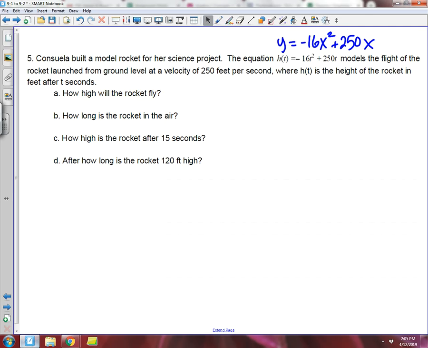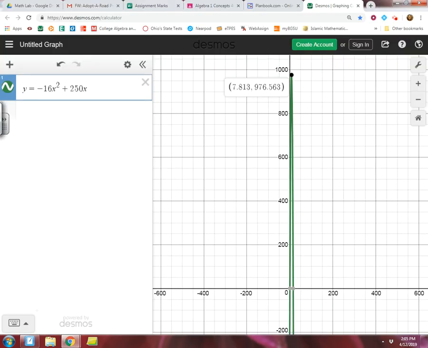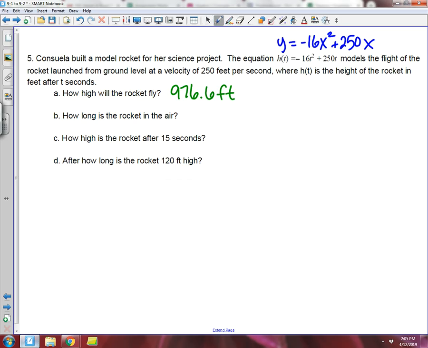976.6. And this is feet. How long is the rocket in the air? That would be when it hits the highest point. 15.6 is when it comes back down to the ground. Remember, this x-axis acts like the ground here. So 15.6, excuse me.